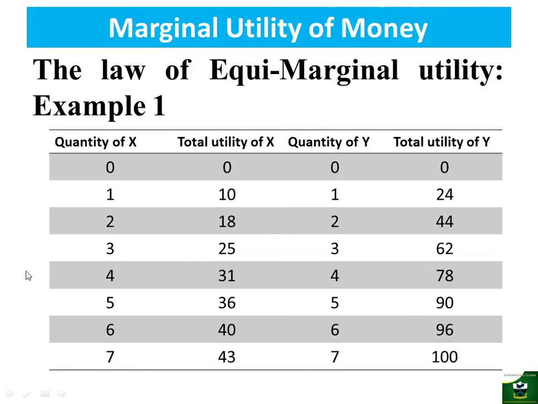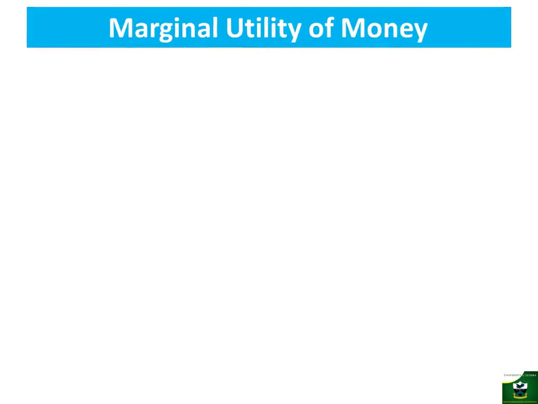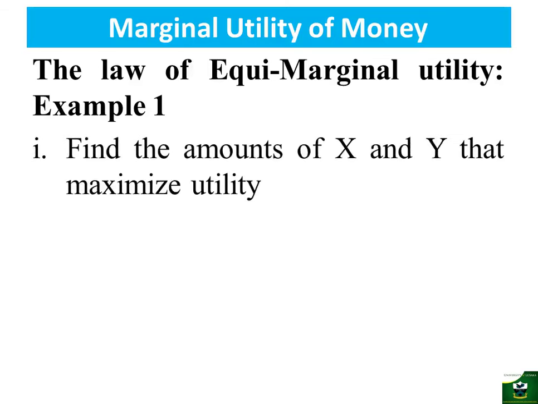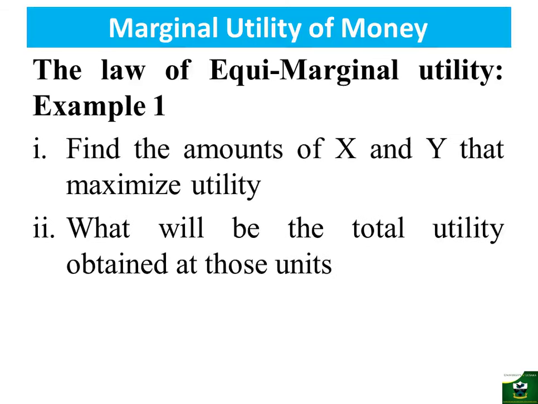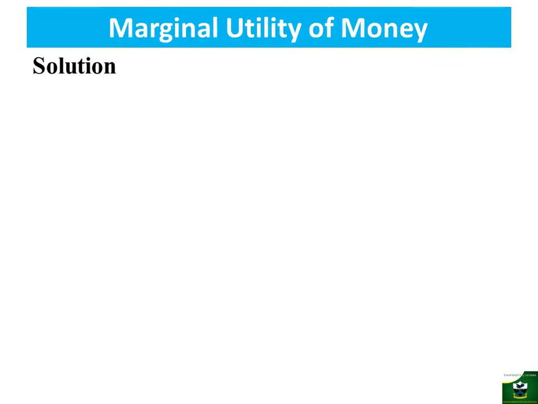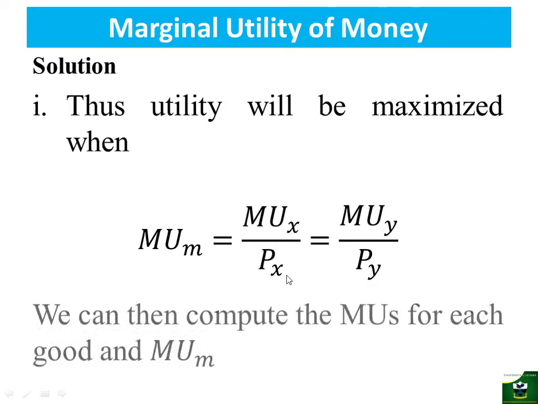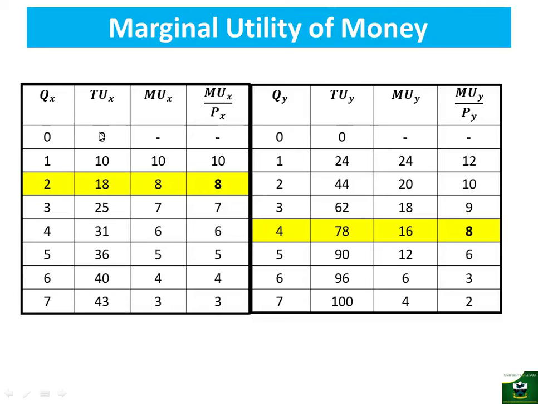Okay, so now given these total utilities, what we need to do is to get the marginal utilities for the table. So the question is, find the amount of X and Y that maximize utility, and then what will be the total utility obtained at those units. With the marginal utilities, we will equate the marginal utility of money to the ratio of marginal utilities to price. With that, we can compute our marginal utilities as follows.